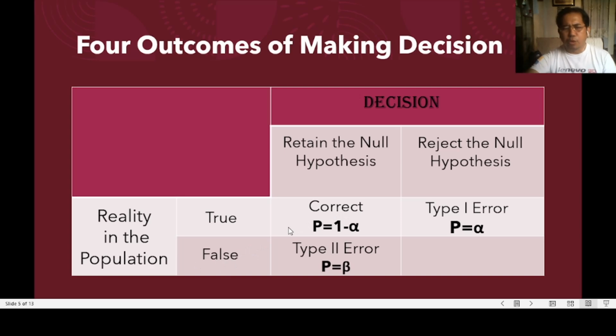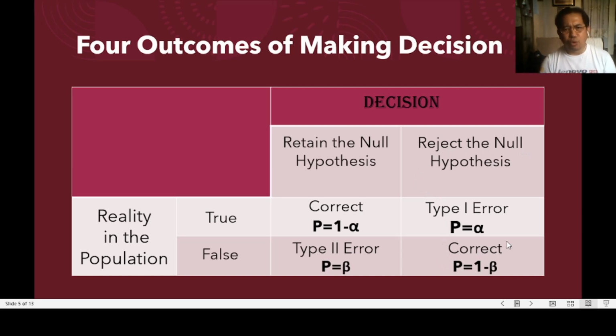Now what must be the proper decision if that is false? When the null hypothesis about the population is false, you have to reject the null hypothesis, and so that must be the correct decision.